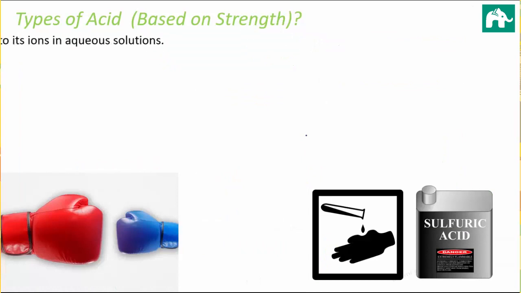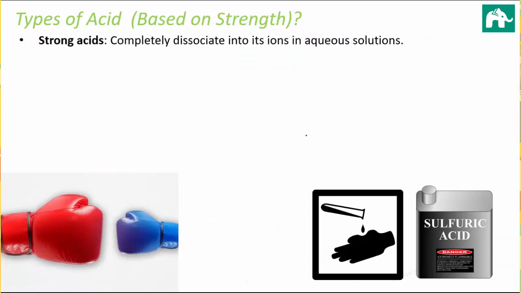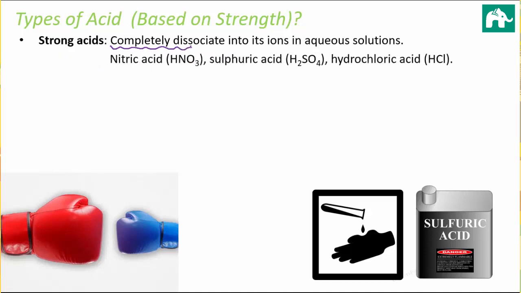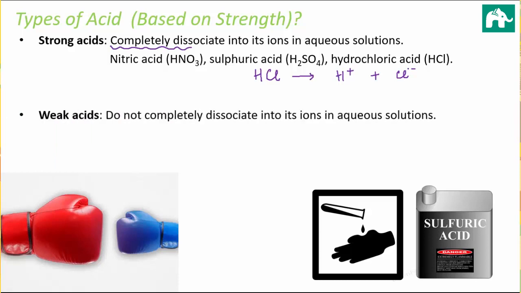Let's see, what do we mean by strong and weak acids? Strong acids completely dissociate into their ions in aqueous solutions. Now this is important, completely dissociate. Some examples of strong acids are hydrochloric acid, sulfuric acid, nitric acid. If you talk about hydrochloric acid, this will completely dissociate to form H plus and Cl minus. And these ions which are formed, hydrogen ions and chloride ions, do not recombine. So these are examples of strong acids. On the other hand, weak acids do not completely dissociate.